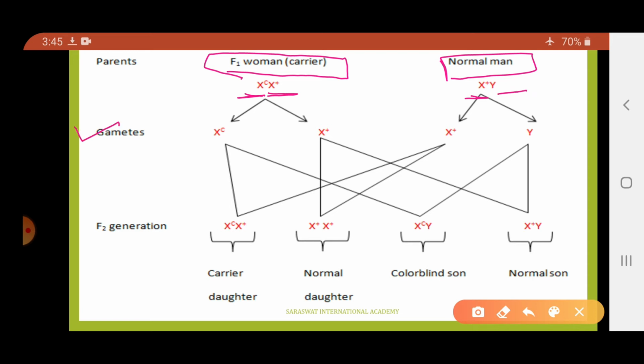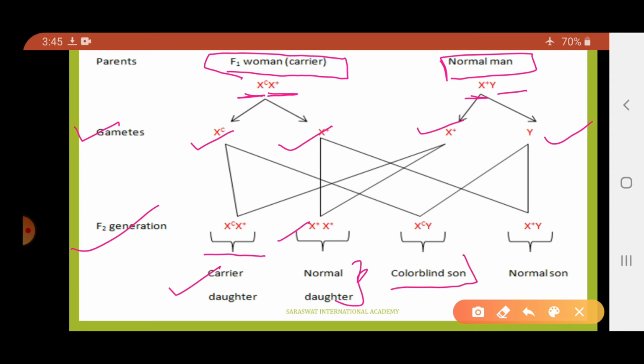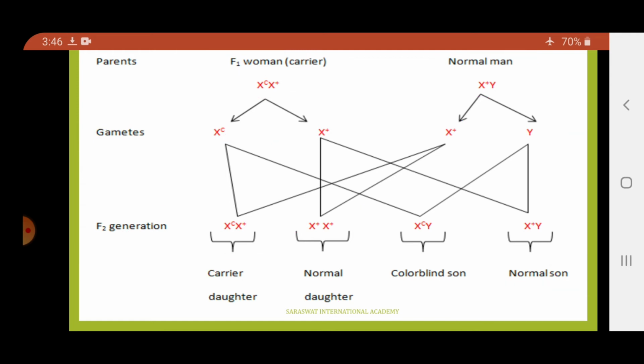Now what are the gametes produced? Here X C and X plus, and here X plus and Y. Now see the possibilities of the generation, that is X C X plus. So basically a carrier daughter, X plus X plus which is a normal daughter. Now see students, X C and Y, that is a color blind son, and this is a normal son, X plus and Y. So out of the sons there are two possibilities, 50% may be color blind, 50% chances are that a normal son may be developed.